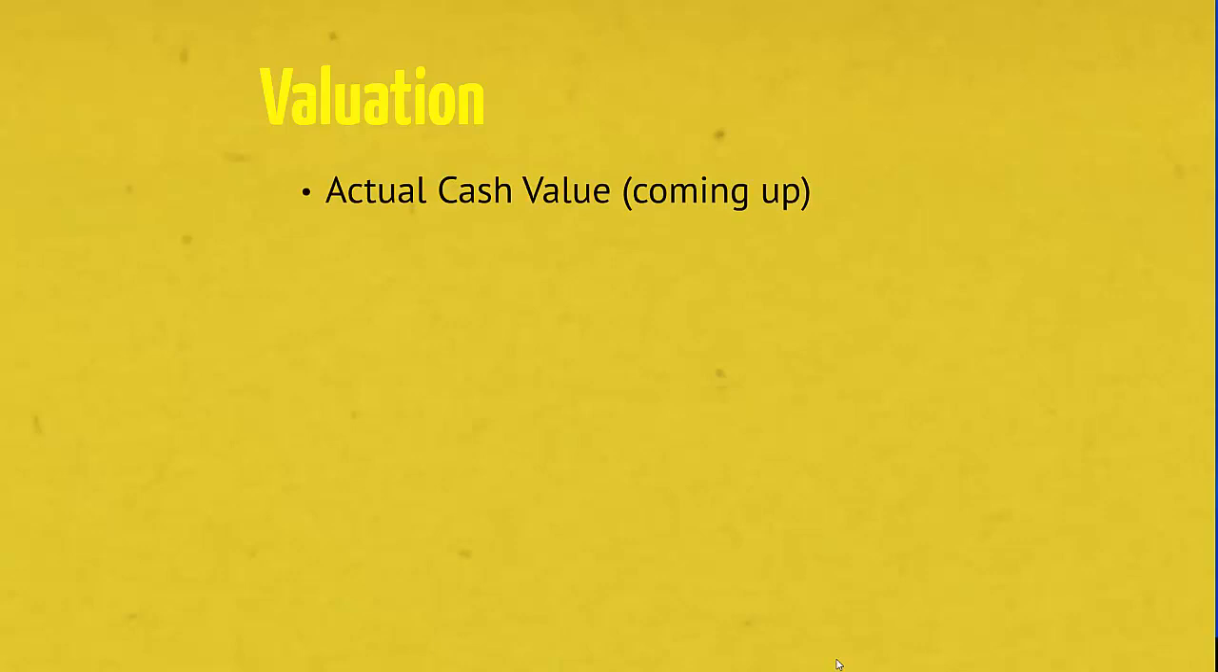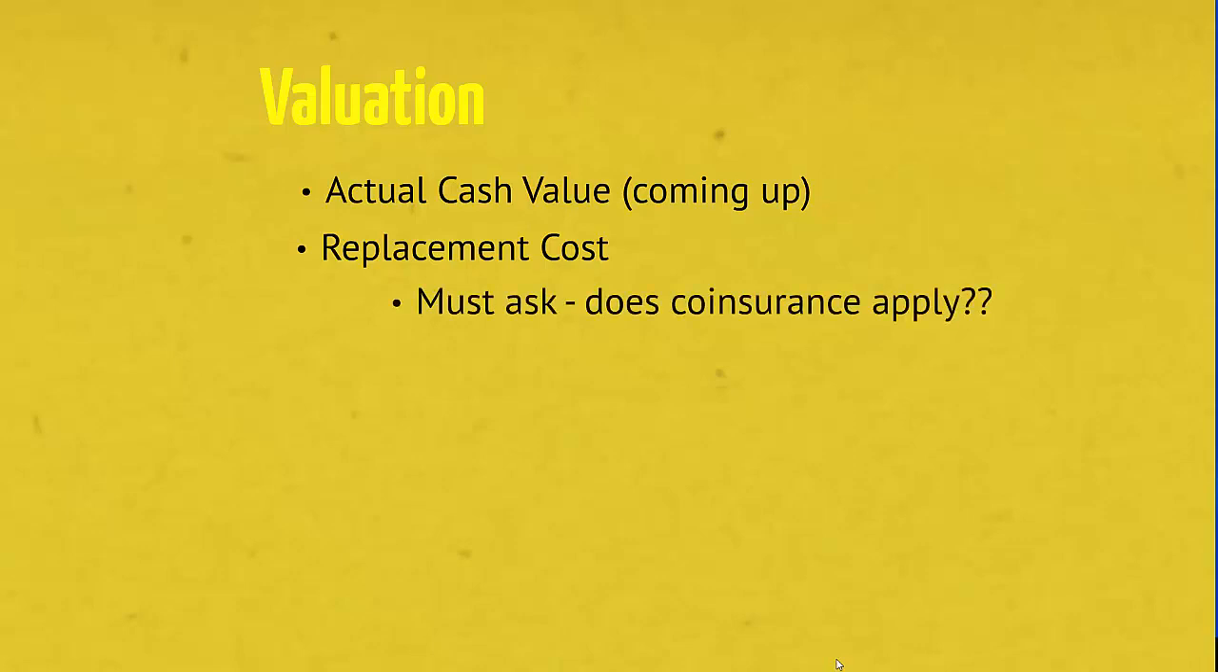The first is valuation, and this deserves its own space because it's an important concept and takes a few minutes to explain. First, there's actual cash value, which will be explained in a slide coming up. There's also replacement cost, which is the cost to repair or replace property using modern and current materials. One of the things that an insured must ask is, does coinsurance apply? If so, it will be important in setting how much insurance you purchase, and we'll look at coinsurance in just a minute. Another way of valuing property is to value it at its selling price. So in other words, what could that property be sold for today?